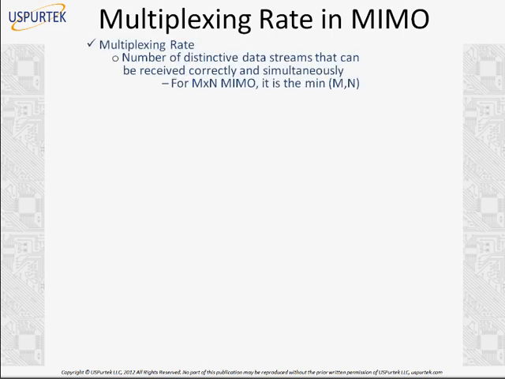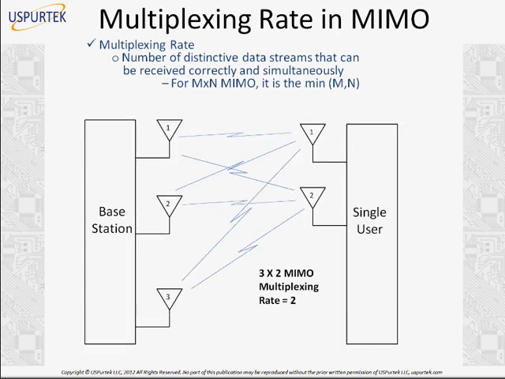Now there is one term we need to understand: multiplexing rate. What it simply means is the number of distinct data streams that can be received correctly and simultaneously by a MIMO system. If it is M by N MIMO, it is the minimum of the two. Now you see in this configuration, the base station has 3 antennas, and the single user has 2 antennas.